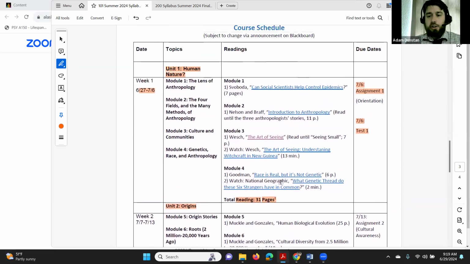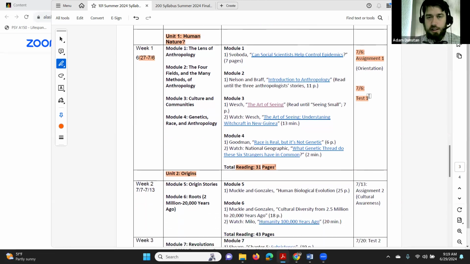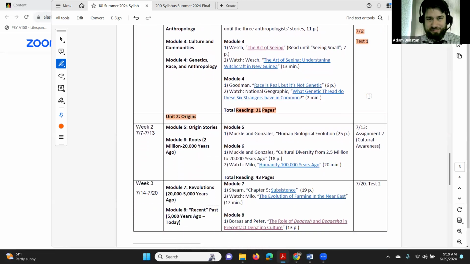The weeks, this first week, you've got assignment one due, which is basically introducing yourself and setting goals, which is so important. Setting goals, getting some ownership of what you want out of the class. So it's not a waste of your time. People learn better when they've set their own goals, period. And then also test one.